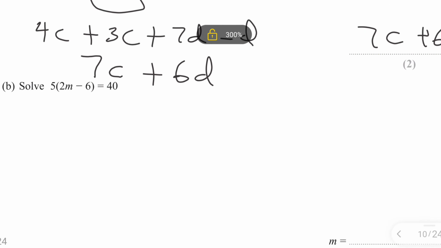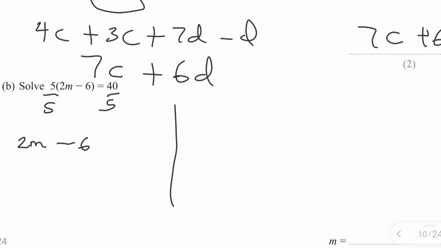Solve this equation. We can solve this equation using two methods. One method will be to divide both sides by 5 first. That will make 2m minus 6 equals 8. And that will make 2m, by adding 6 to both sides, equals 14. And that will make m equals 7.